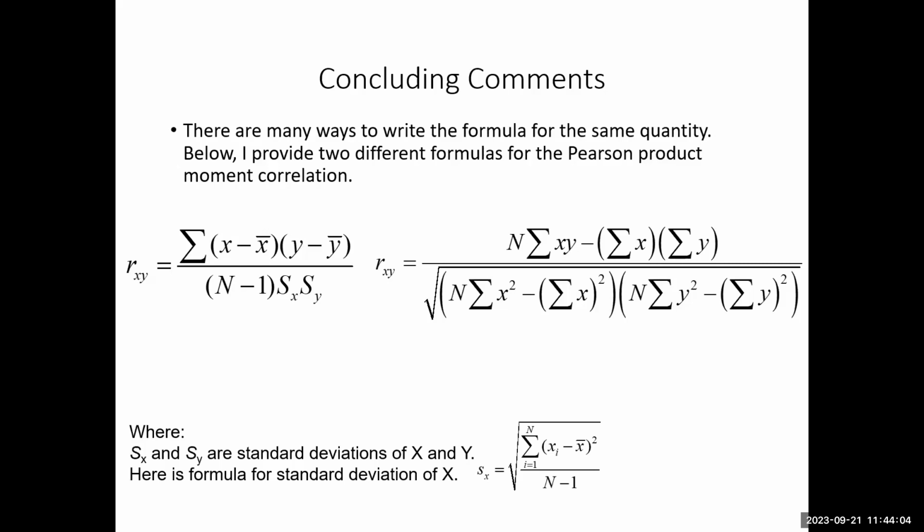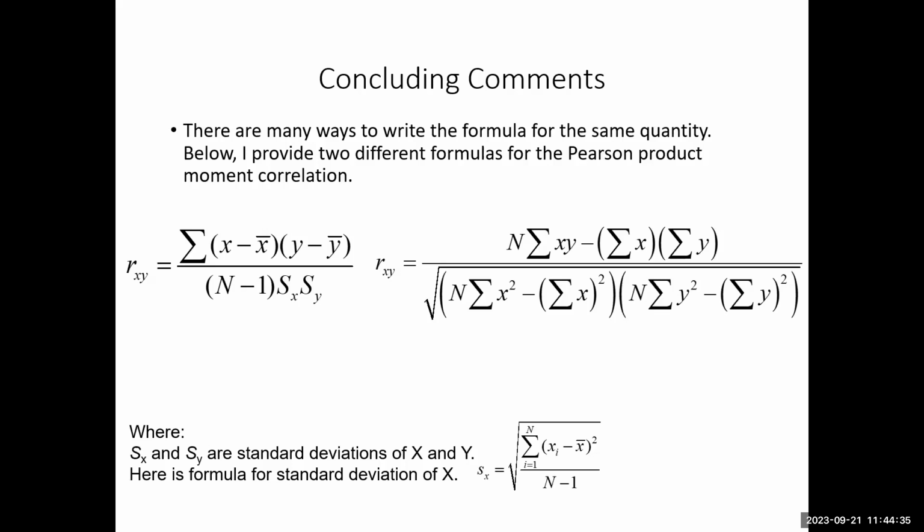Okay. I want to make a couple of concluding comments first, and I think this is something that students get really confused about: there are a lot of different ways we could write equations for the same quantity. And so on this slide, I've got two different ways of writing an equation for the Pearson product moment correlation. The equation on the left has n minus 1 multiplied by the standard deviation of x multiplied by the standard deviation of y in the denominator.